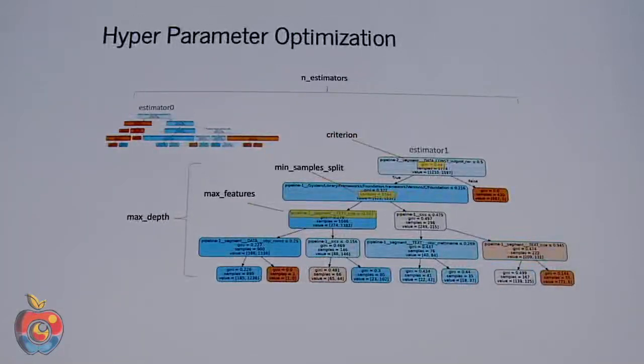So now let's talk about hyperparameter optimization. All that stuff was having to deal with the data, and then this is having to deal with the model. Every machine learning model, again, is going to have its own set of hyperparameters that you'd want to look for.